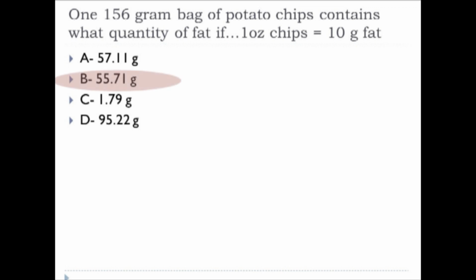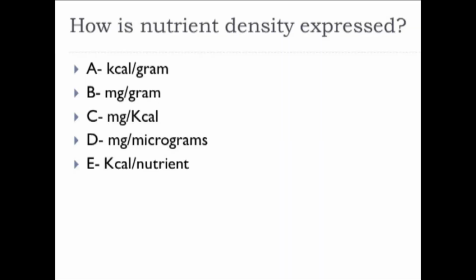The correct answer is B, 55.71 grams. Let's see how I calculated this. I begin with recognizing that in 1 ounce of chips, there's 10 grams of fat. But I have a problem. The bag weighs 156 grams. So I have to convert the 1 ounce of chips into grams of chips. And I know, or at least you should know, that 1 ounce is equal to 28 grams. So if I know that 28 grams of chips has 10 grams of fat, then I can determine how much fat is in 156 grams of chips. So that's 156 grams times 10 divided by 28. The answer, B.